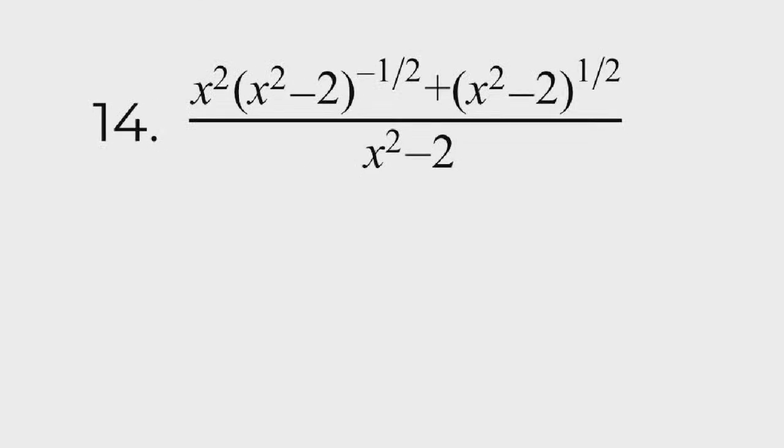Okay, and then this last one, we want to factor the numerator and then see what we can do in the denominator. In the numerator, they both have x squared minus 2. The smallest power is going to be -1/2, so that's what I'm going to factor out. And there are no other terms I can factor out. In the first term, we will be left with x squared. And in the second term, we are left with x squared minus 2.